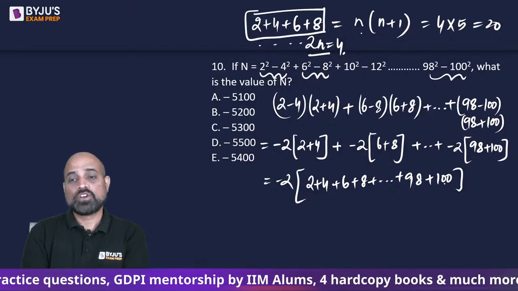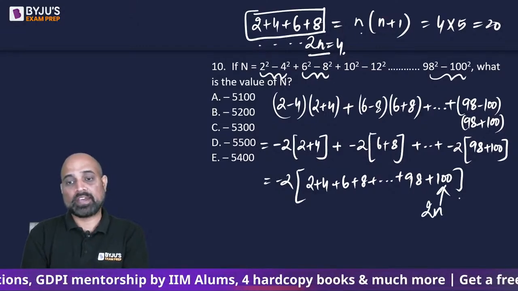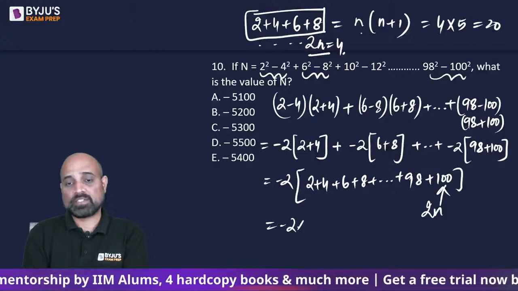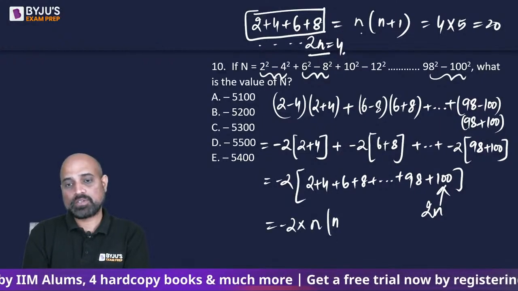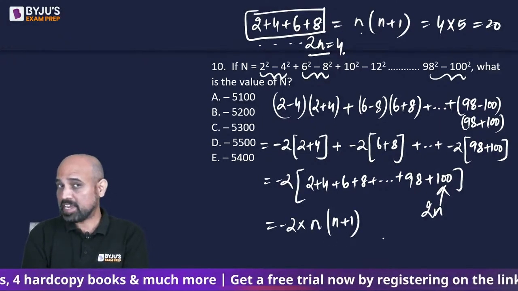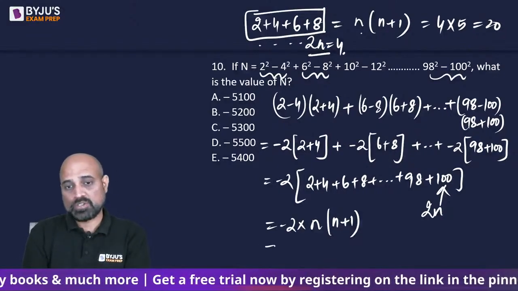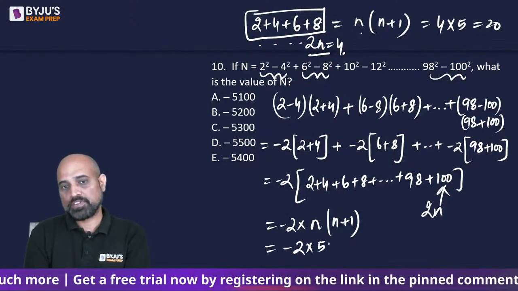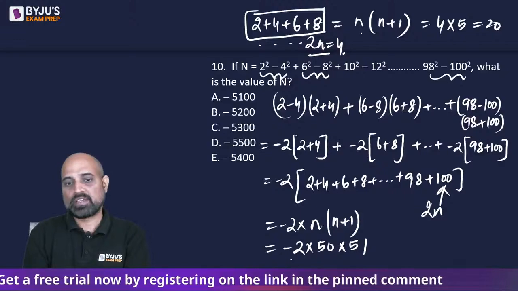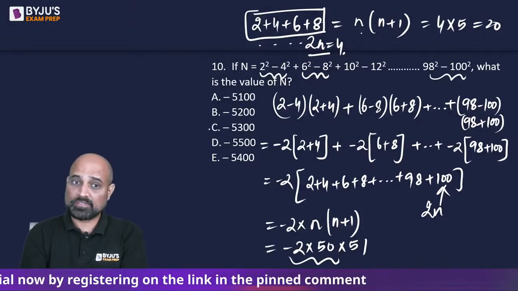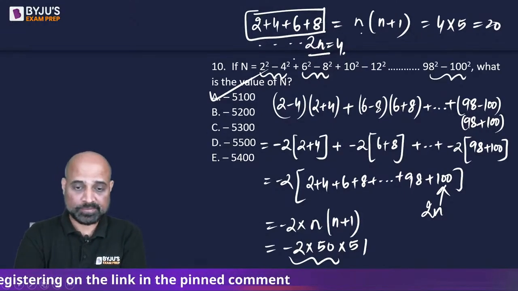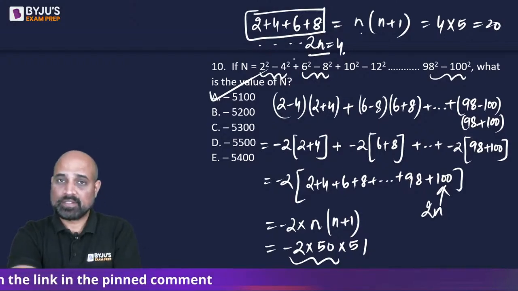So if I consider this to be 2n, this will become minus 2 times n into n plus 1, where of course n is going to be 50. So this becomes minus 2 times 50 into 51. So this is 100, which will result in minus 5100. Right?